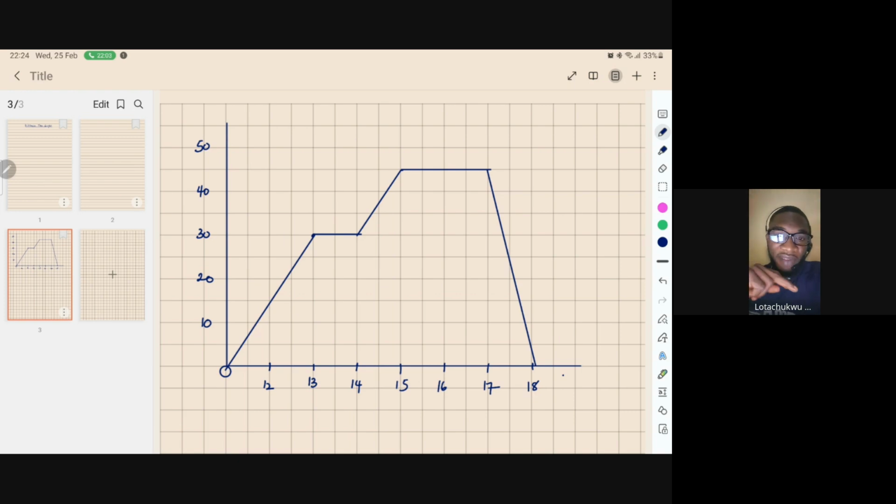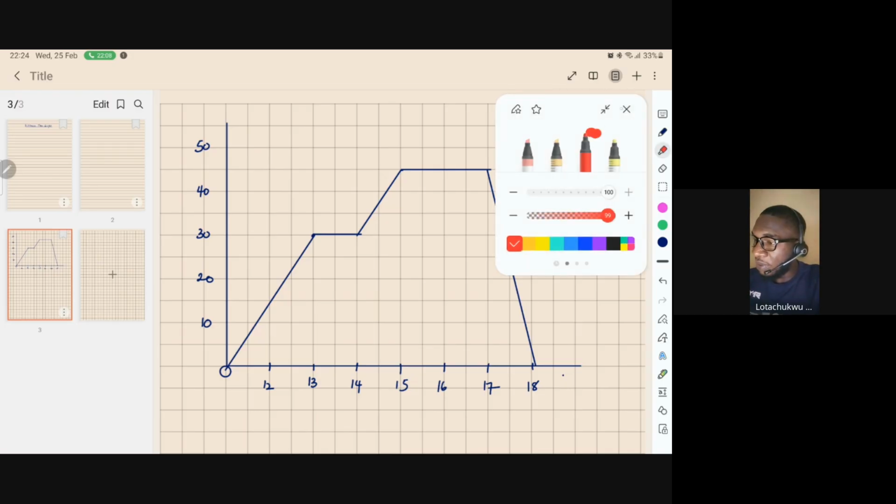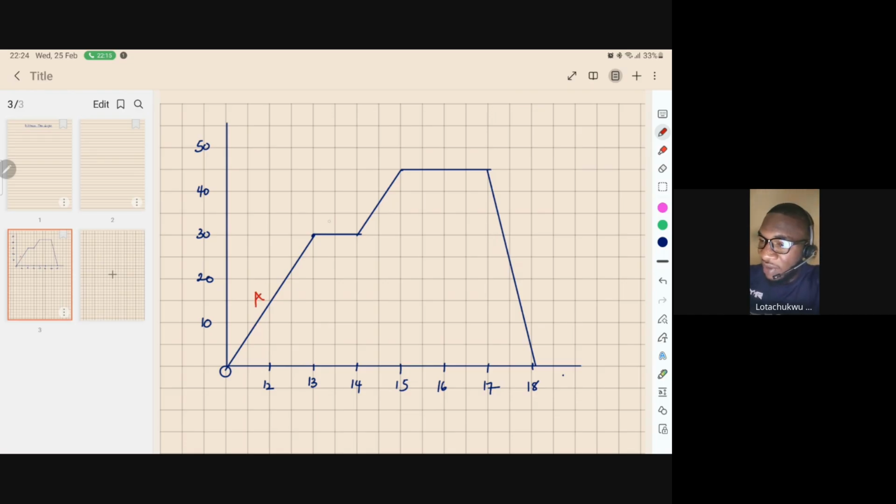Now, when you have that straight line, let me label the points. Let's call here A, here B, here C, here D, and here E. So something is happening at every point in time, and that thing that is happening should be tracked at every point in time as well.